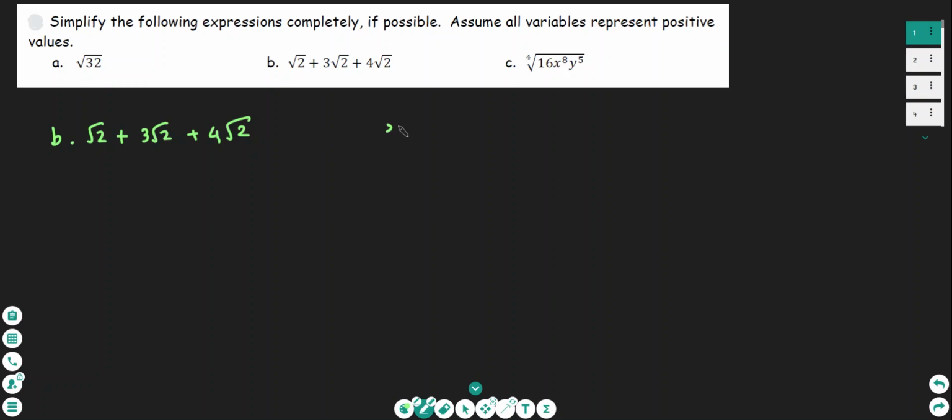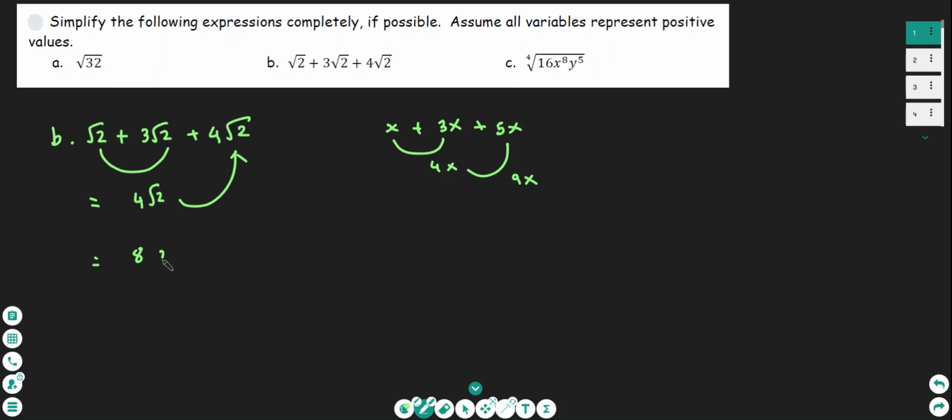For example, if we have to simplify an algebraic expression like x plus 3x plus 5x, we say this is 1x plus 3x, which is 4x, and then 4x plus 5x is equal to 9x. So we do something similar to this. I can now say that this is equal to 1 root 2 plus 3 root 2, and that equals 4 root 2. And then I add this with the other 4 root 2, and this becomes 8 root 2. So this simplifies to 8 root 2.